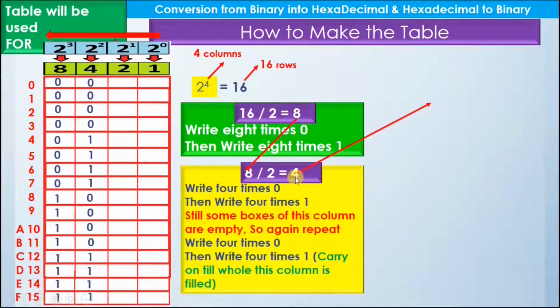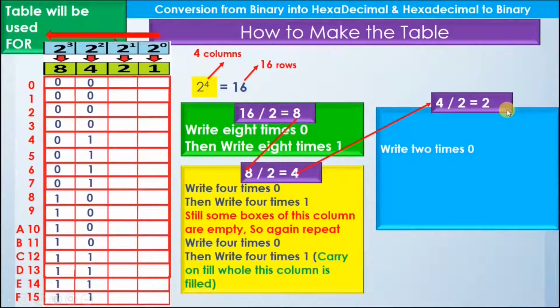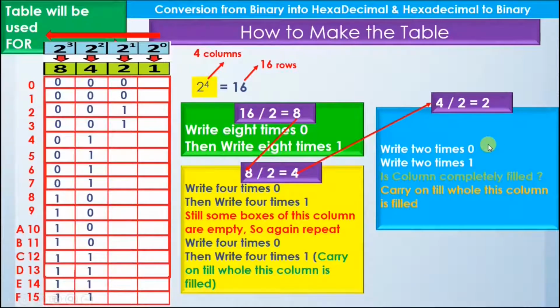Now the column is full, so we will move to the next column. So now we will take this 4 and we will divide it by 2. So 4 divided by 2 is equal to 2. So we write 2 times 0. So 2 zeros come here, and then we write 2 times 1. So 2 ones come here. Is column completely filled? No, the column is not completely filled. So write 2 times 0 again. 2 zeros come here, and again write 2 times 1. So 2 ones come here. So carry on till the whole column is filled. 2 times 0, 2 times 1, 2 times 0, 2 times 1.